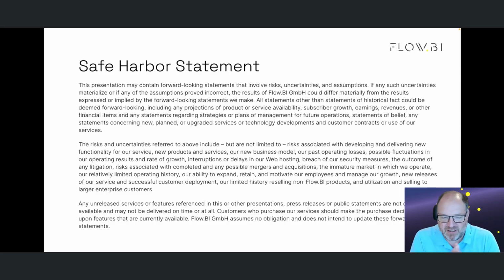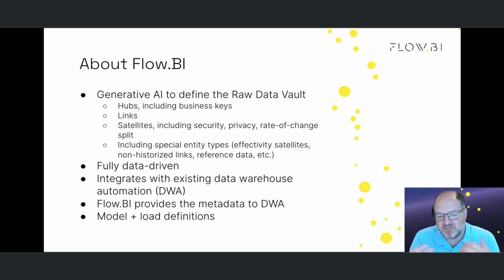So what's Flow BI? For those of you who don't know yet, to be short, Flow BI is a generative AI to generate the raw data vault. That's what it does. It generates the hubs, including the selection of the business keys, the links, the satellites, including security, privacy, rate of change splits. I mean, the satellite splits we typically apply, but also including special entity types like FAQ satellites, non-historized links, non-user satellites, reference data like reference hubs and satellites, and so on. There's quite a few entities that we support, essentially.